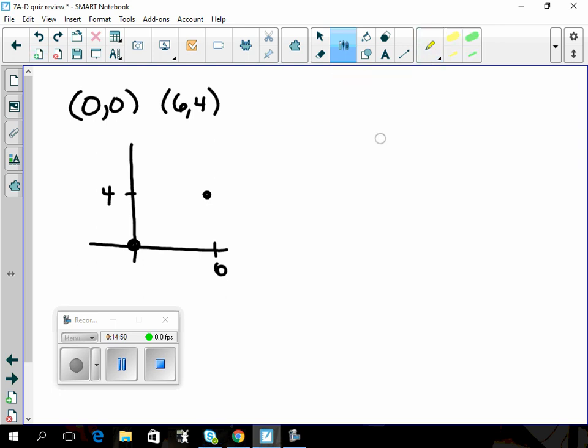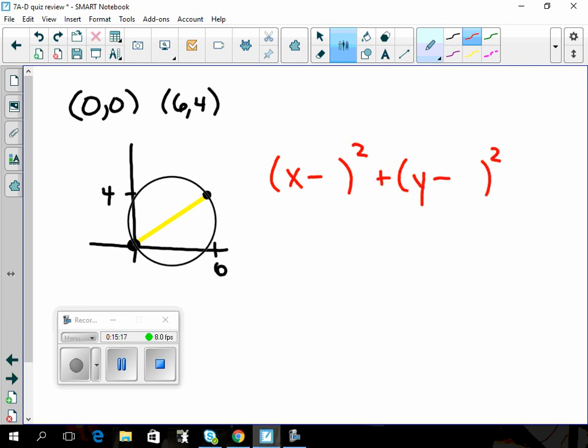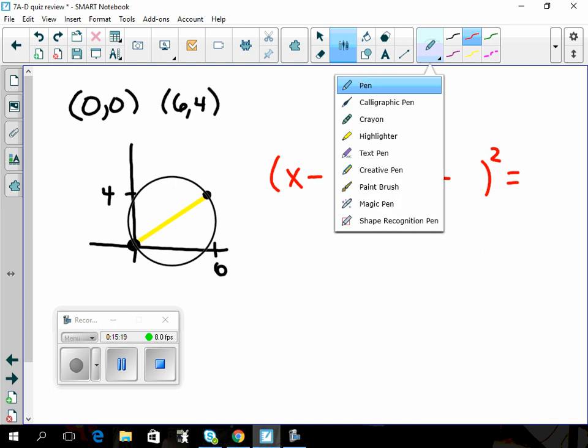So here's my diameter. We want to draw the circle that would connect these. Hopefully I did a fairly decent job there. Not bad, right? So we need to think about the equation. In this problem, remember what we're looking at here: plugging in these values.